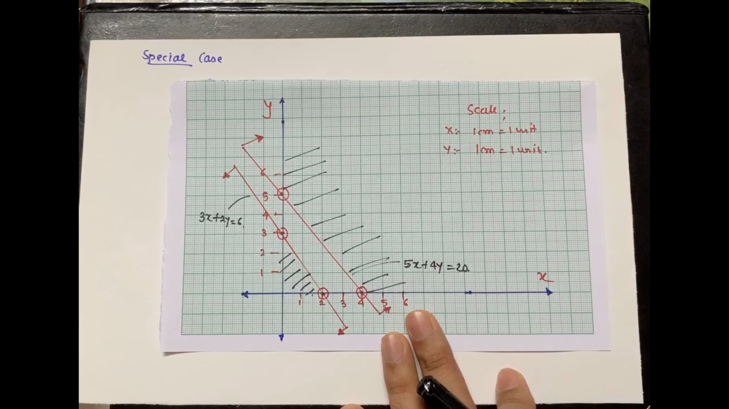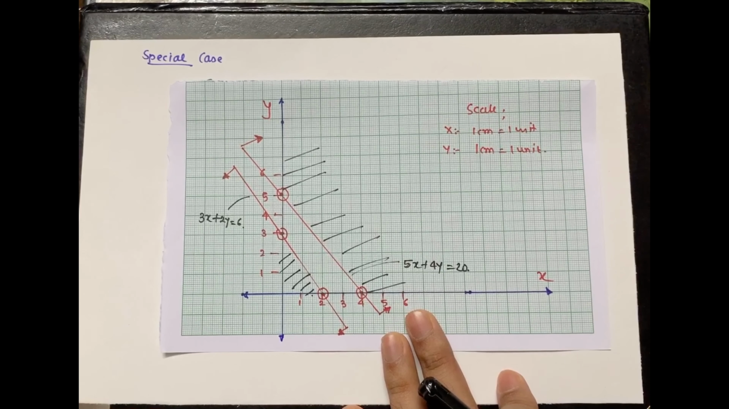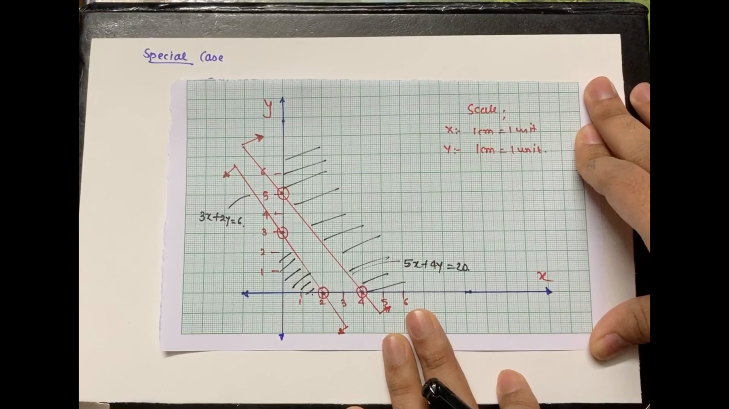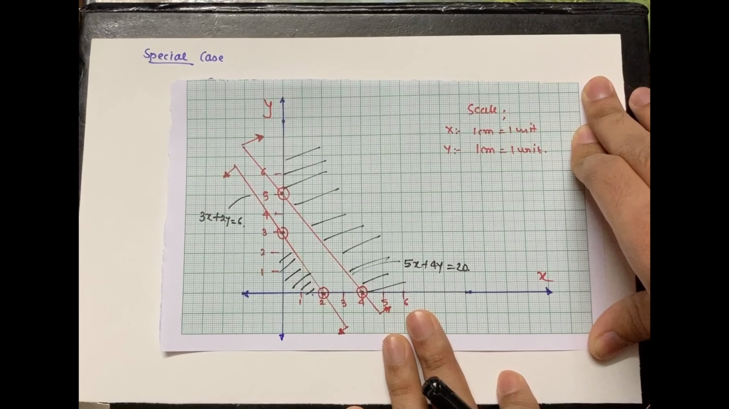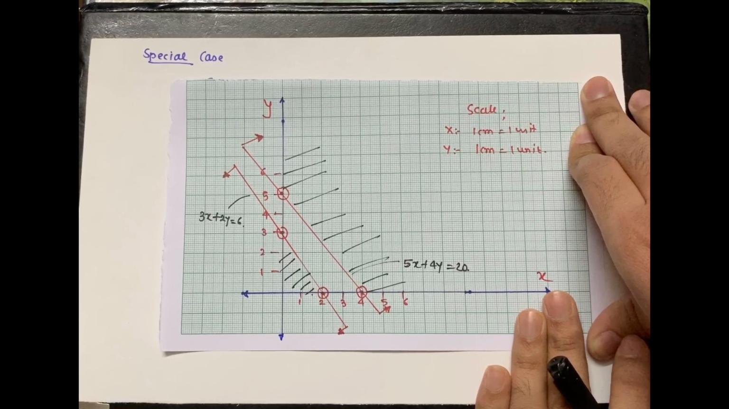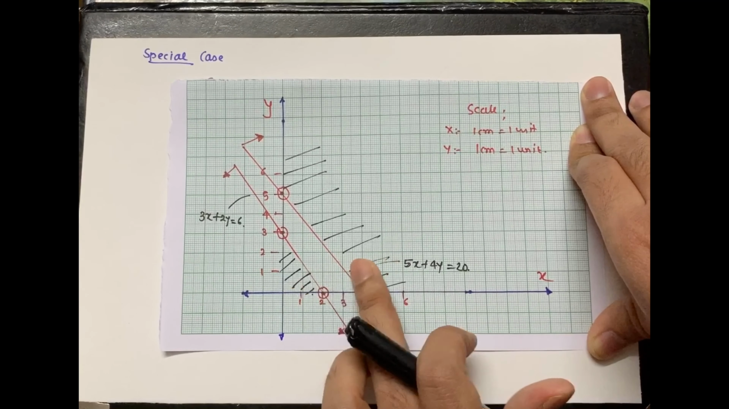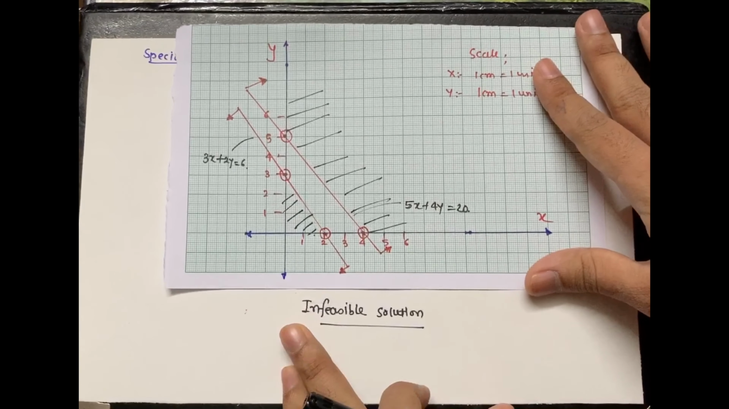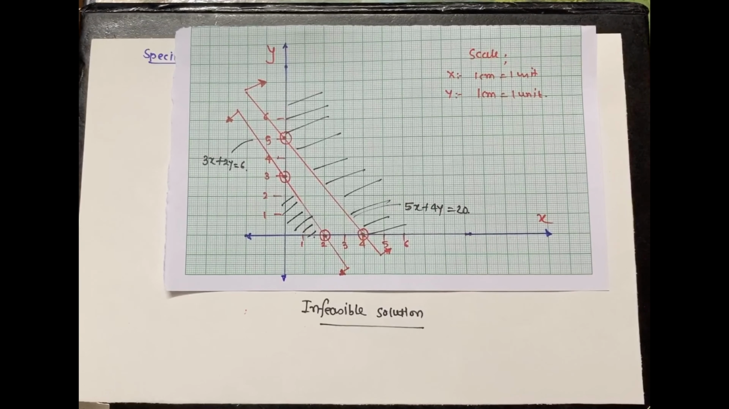Why has it happened? Because many times when the constraints are formulated in a mathematical equation, the correct proportion is not taken into consideration, and that will result in this type of inequalities, this type of zero common region, and that will result in an infeasible solution. So this is the second case that we have in the special cases in the graphical method.